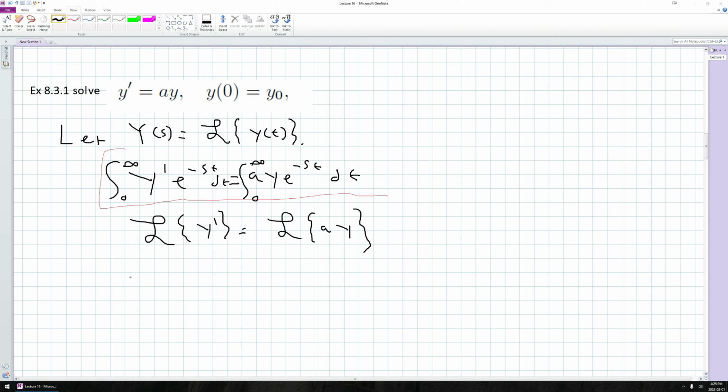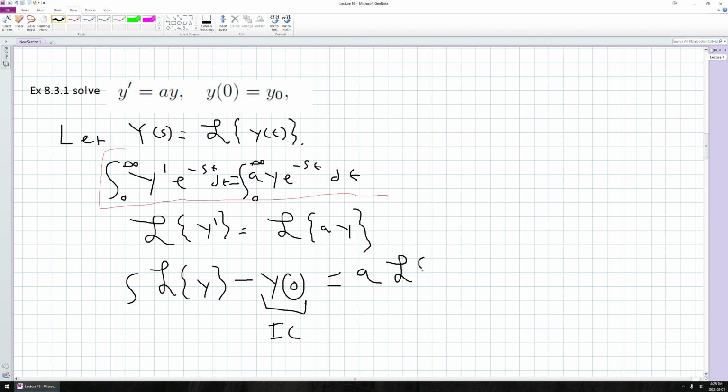So here I can say, hey, the Laplace transform on this side is just s, the Laplace transform of y, minus my y evaluated at 0. Oh, that is my initial condition. That's handy. And now on the other side, this thing, I can pull out the a outside of the Laplace transform to rewrite it like this.